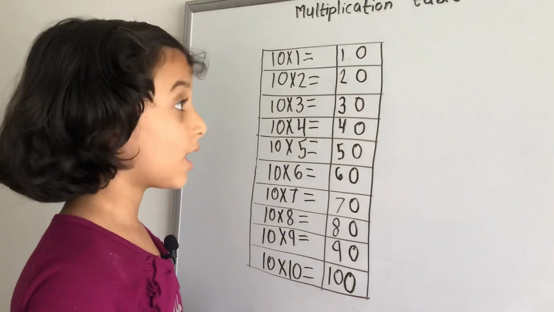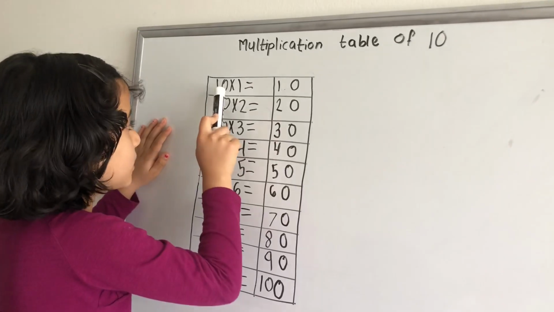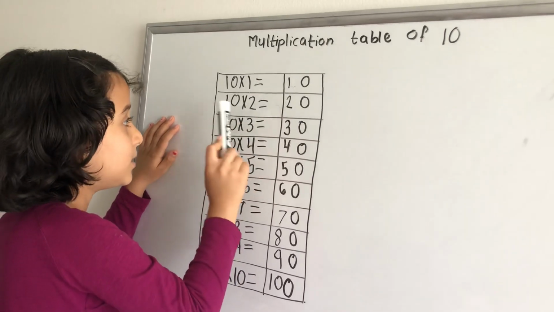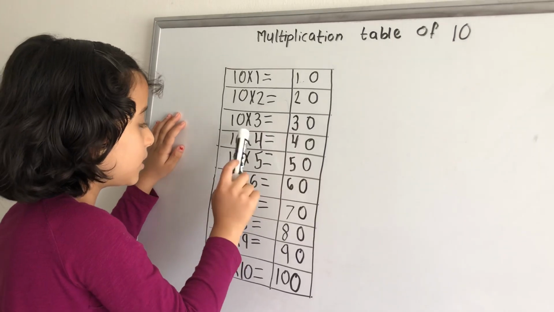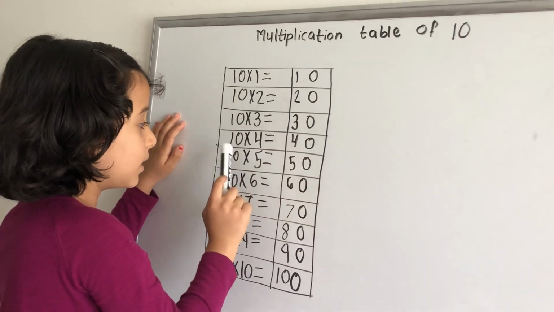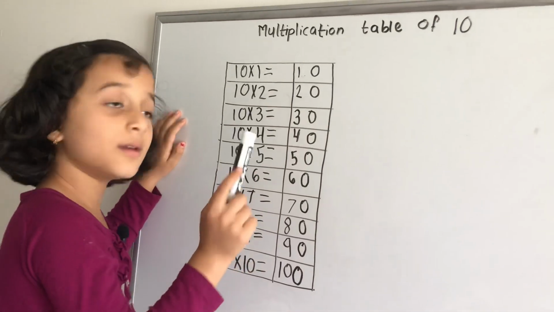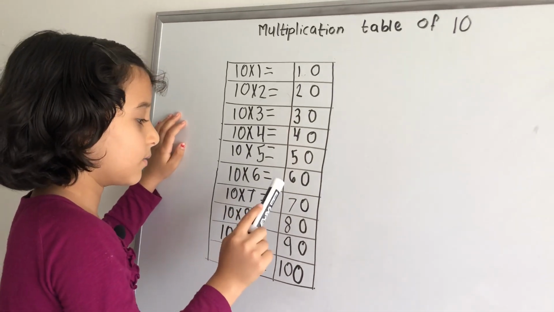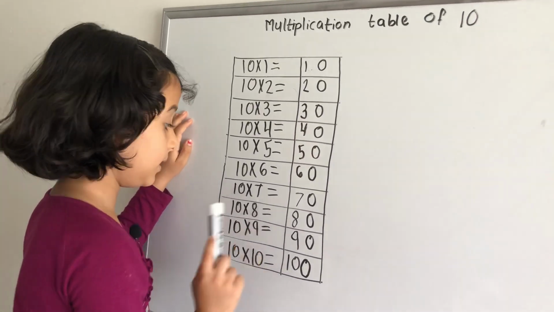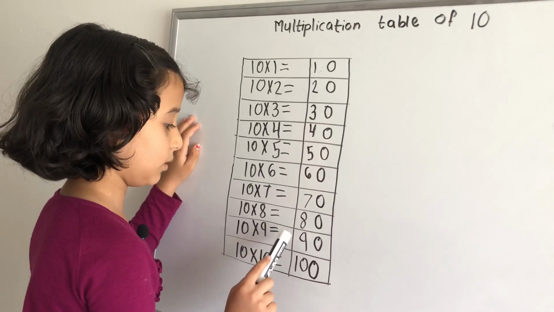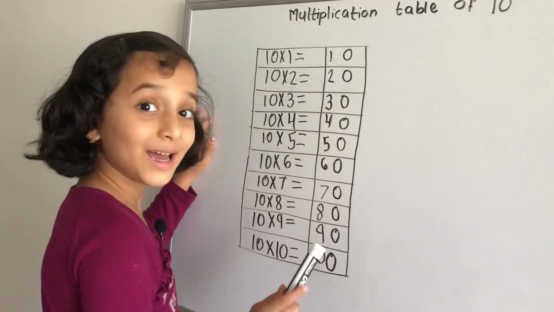See? Now let's read multiplication tables of 10. 10 times 1 equals 10. 10 times 2 equals 20. 10 times 3 equals 30. 10 times 4 equals 40. 10 times 5 equals 50. 10 times 6 equals 60. 10 times 7 equals 70. 10 times 8 equals 80. 10 times 9 equals 90. 10 times 10 equals 100.